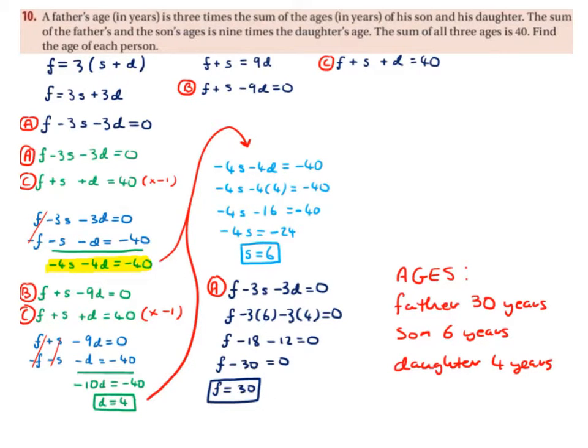So the ages: the father is 30 years old, the son is 6 years old, and the daughter is 4 years old.